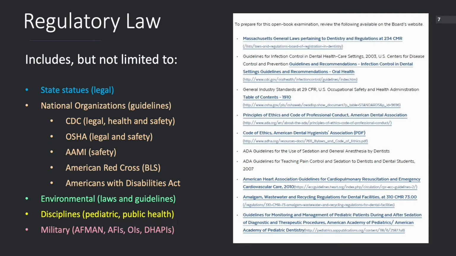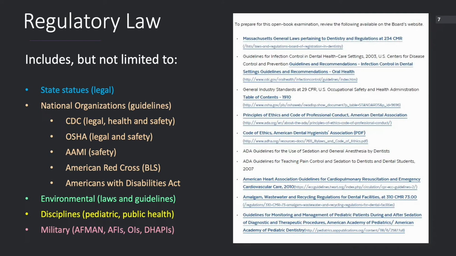And then finally, we're in the military. So we often have military regulatory law and guidelines. Here I put a couple from the Air Force, such as AFMANs, AFIs, which are Air Force instructions, OIs, which are operating instructions, and now with DHA involved, we have DHAPIs, DHA procedural instructions.